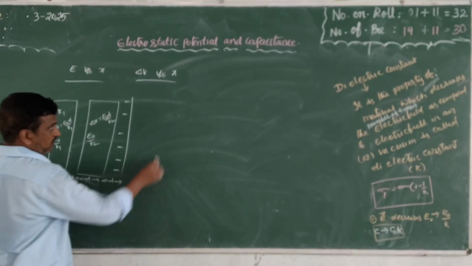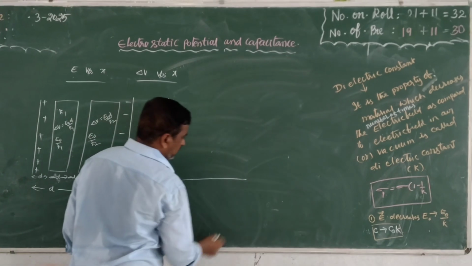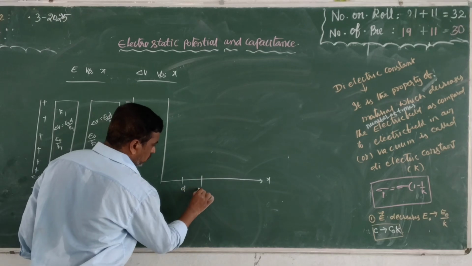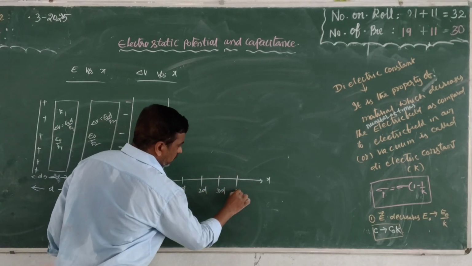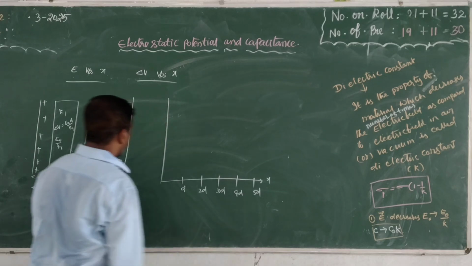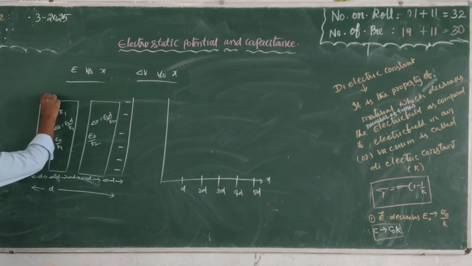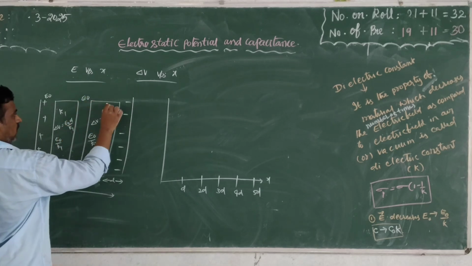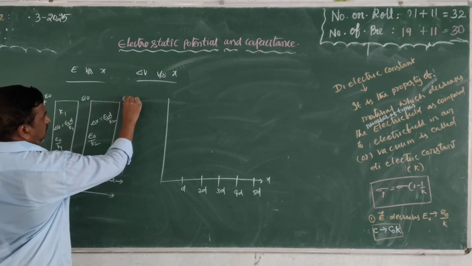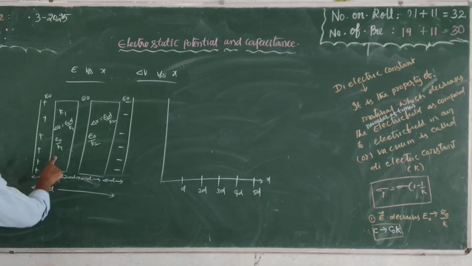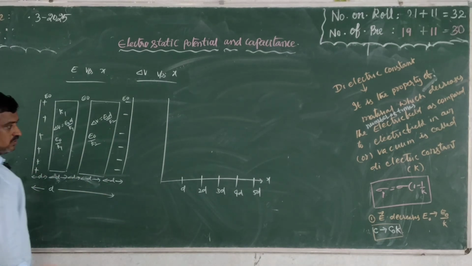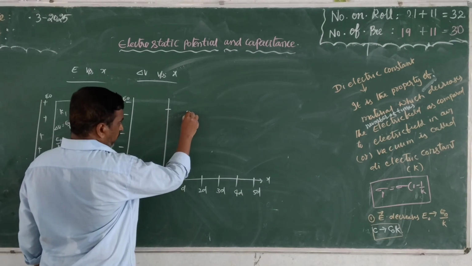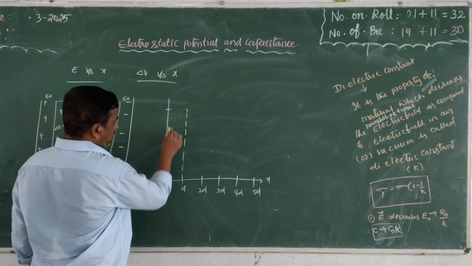So there are 5 D's. I draw the electric field first. On the x axis take D, 2D, 3D, 4D, 5D. Here it is E naught, then E naught by K1, again E naught, then E naught by K2, and again E naught. The electric field is maximum in the first region, because it is empty, meaning air, so it is maximum.